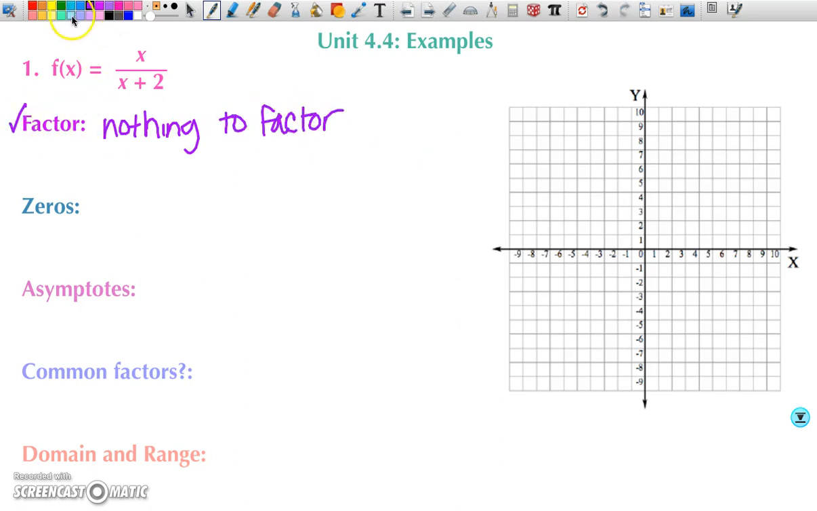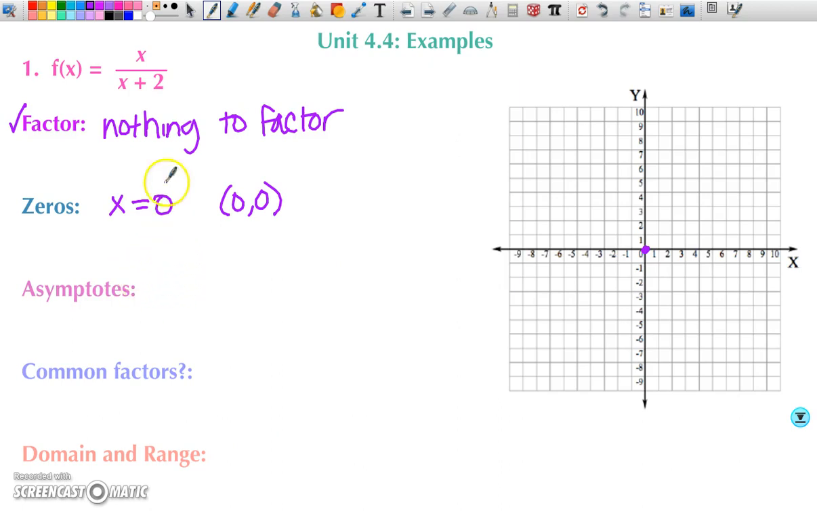So factor is done. All right, so then in your next spot, what we have then is zeros. So zeros is taking your numerator, which is x, and setting it equal to 0. And there's nothing to solve there. It's done, so it's the point 0, 0. And so I'm going to go ahead and just graph 0, 0 on that coordinate plane now.